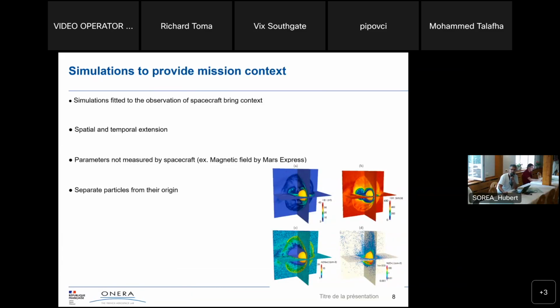And finally, as I said a bit earlier, all these simulations help to provide context to the mission. If you fit some measurements to the simulation, then you can extrapolate to larger spatial and temporal scales. You can also have access to parameters which are not measured by the spacecraft. For example, for Mars Express, you can have some idea of the magnetic field direction, which is not measured directly by the spacecraft. And something that you can only do with a simulation is to separate the particles by their origin, so to separate hydrogen coming from the solar wind from hydrogen coming from water on Mars, which is not possible with the measurements. So you have some important reasons to perform this simulation when you want to understand your measurements.